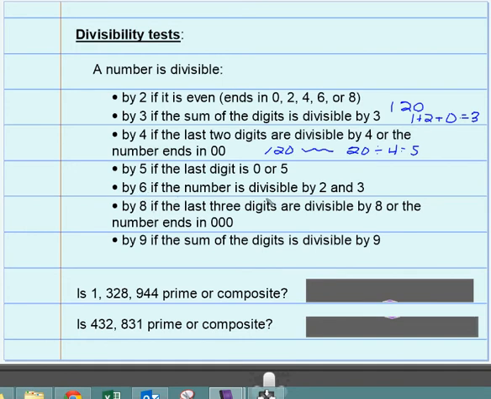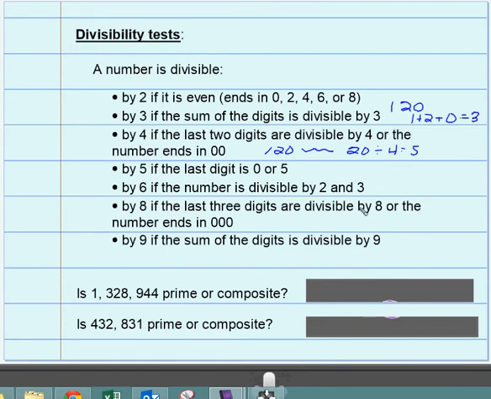6 is one of my favorites. If you have 2 and 3 on the list, like you've already gone through and you said 2 and 3 are factors, 6 automatically is a factor. 8. You have to see if the last 3 digits are divisible by 8, or if the number ends in 3 zeros. So back here with our example 120, since there are only 3 digits in the number, you would have to divide that out with long division.